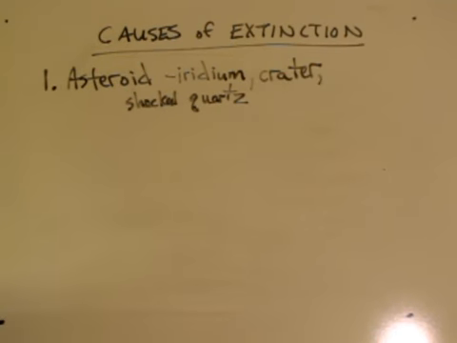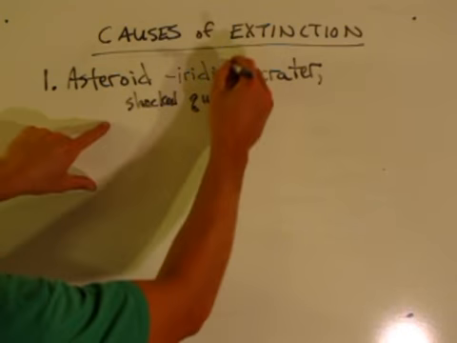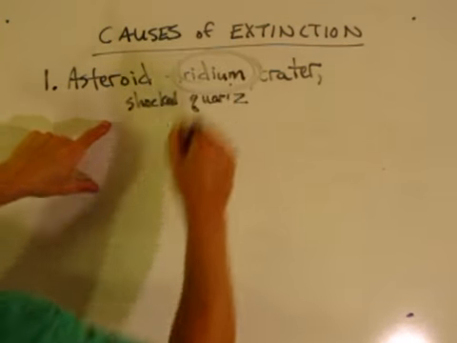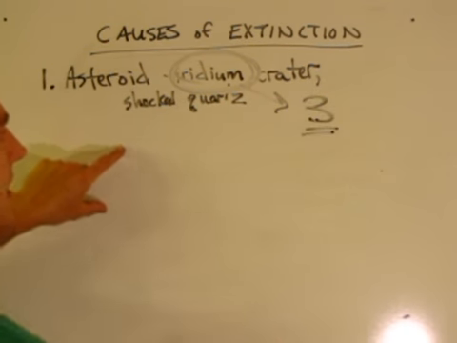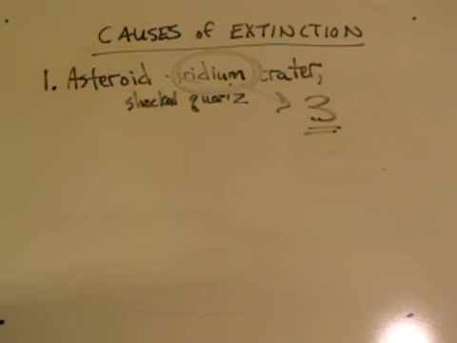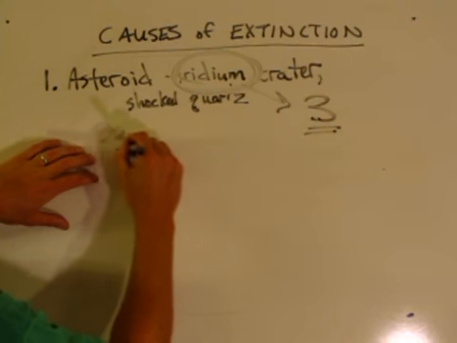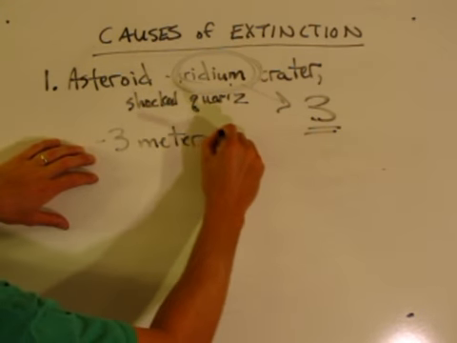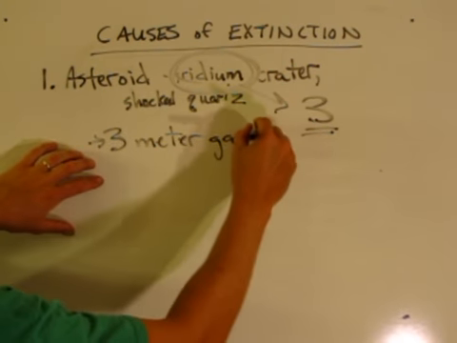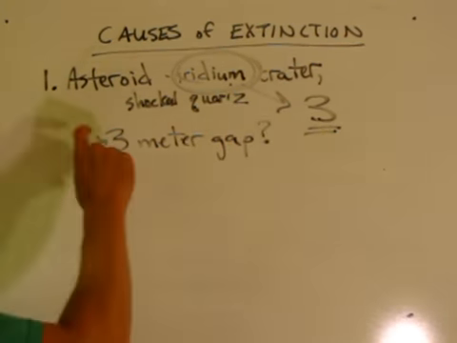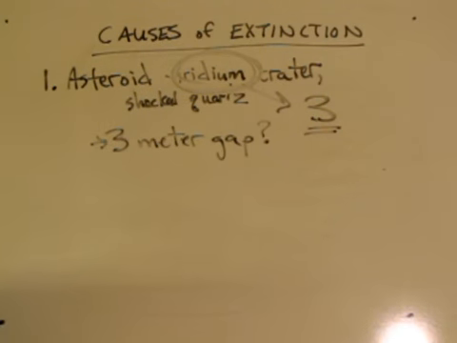Many scientists agree on the asteroid theory, but there's problems with the asteroid theory. One is the iridium only had 3 samples taken. That's not a big sample size, so it's a little bit controversial. There's also another problem with the asteroid theory, and there's what's called a 3-meter gap. This 3-meter gap is a section below the KT boundary where we find no dinosaur fossils.